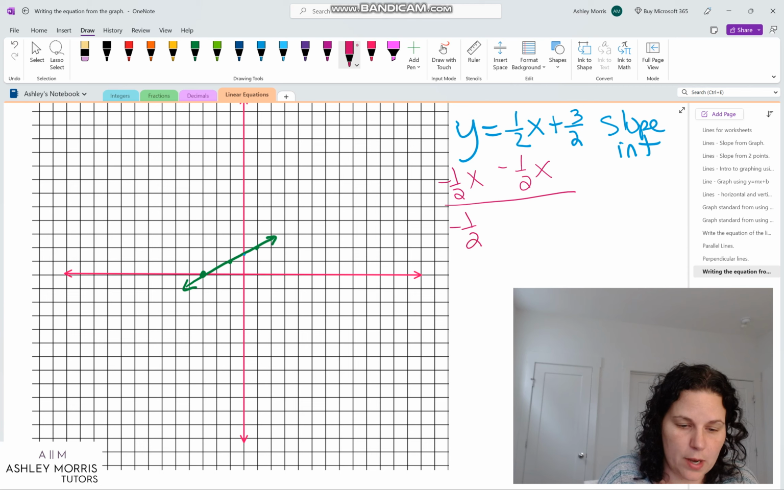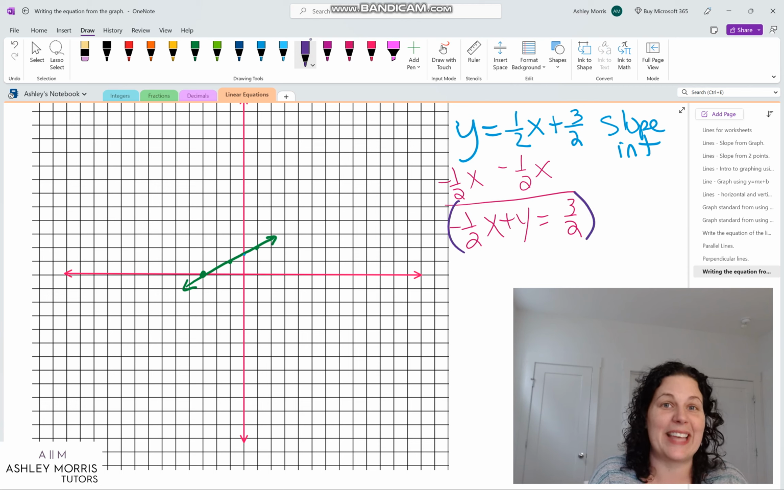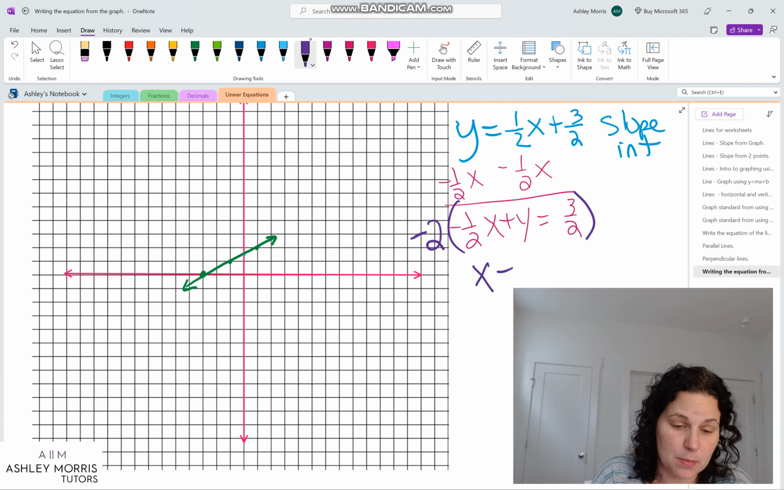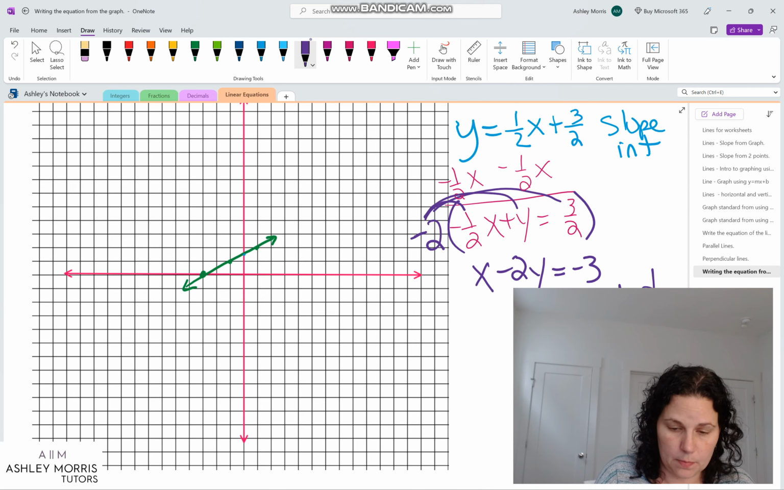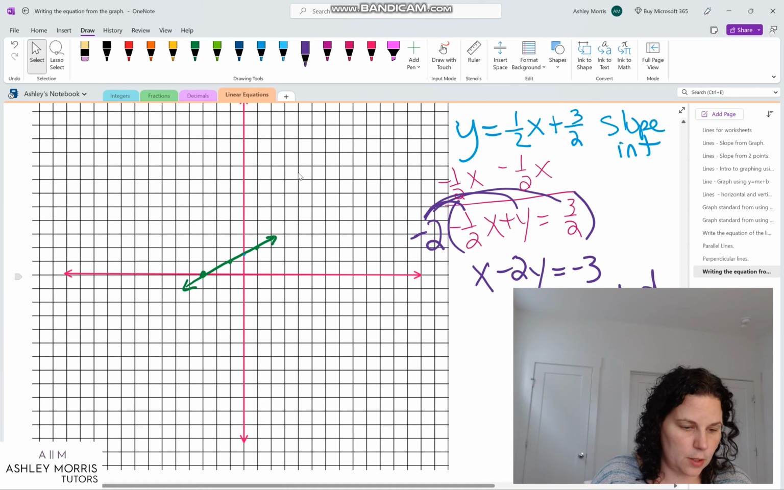So we get the x and y on the same side. And now I need to multiply to get rid of my fractions, and I need to get rid of that negative. So multiplying by 2 is my least common denominator. That gets rid of all the fractions. And multiplying by a -2 will get rid of the negative in front of x. So that's going to give me x minus 2y equals -3. So we distributed it. There, there, and there. And that's standard. Okie dokie.